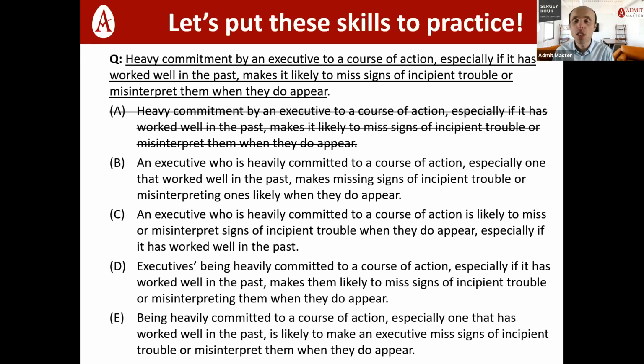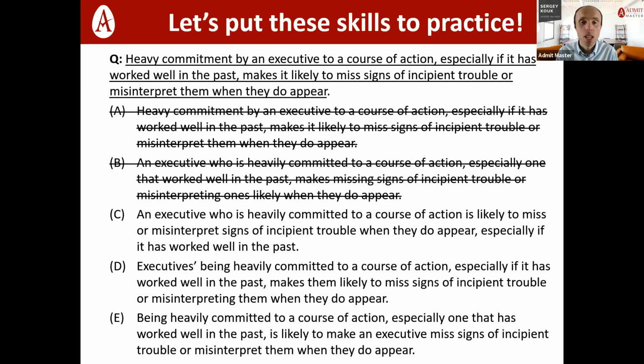How about B? An executive who has heavily committed to a course of action, especially one that worked well in the past, makes making signs of incipient trouble, mispronouncing ones likely when they do appear. Okay, what is they? It is maybe the signs, or maybe the course of action, or misinterpreting ones. We're not quite sure what is they here. So B is also wrong.